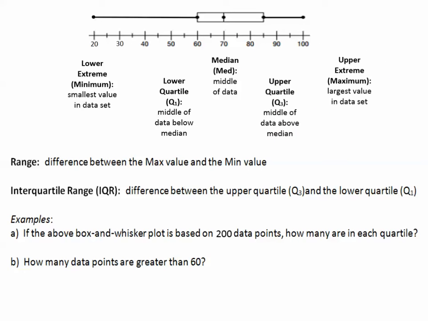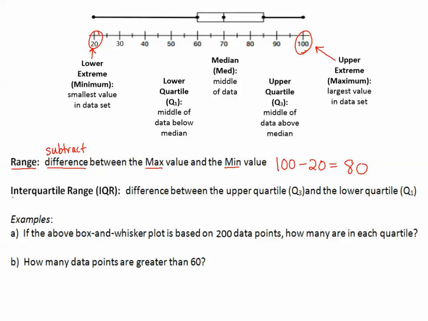The range of this data set is the difference between the max value and the min value. Remember, difference means subtract. How far apart are they? So remember, the max value, or the upper extreme, is 100. The lower extreme, or the min value, was 20. So we subtract 100 minus 20, and we see the range is 80.